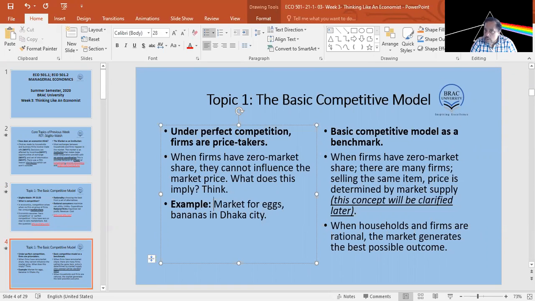Now, basic competitive model is a benchmark. Benchmark means this is the ideal situation that we expect. For example, the human body temperature is 98.4 degrees Fahrenheit. This is probably never the temperature of our body at any time. But this is the reference of a temperature. If it is more or less, then we can come to a conclusion that we have deviated from the standard body temperature of a human being. Perfect competition is also like that. This is the ideal situation. Then we look at how it is deviating from the ideal situation.